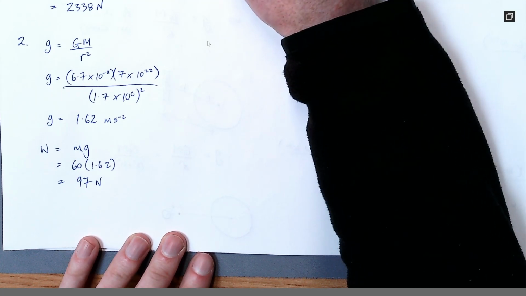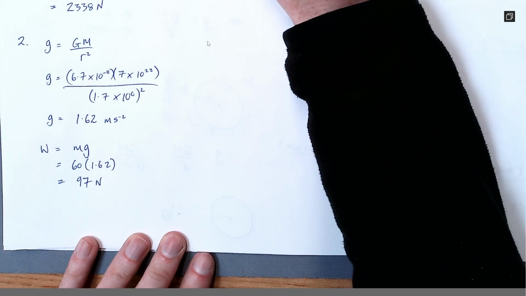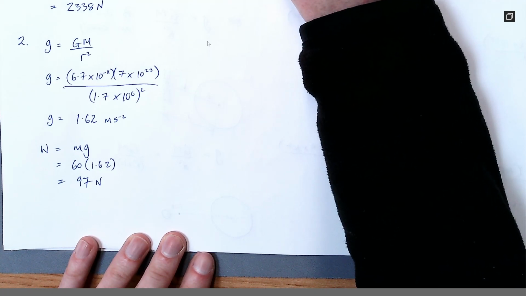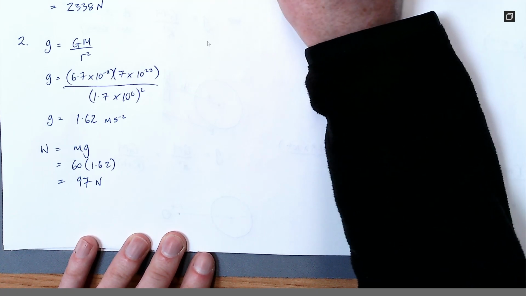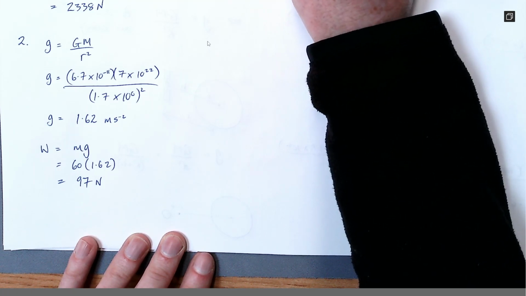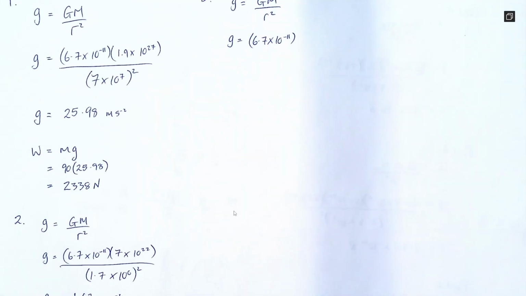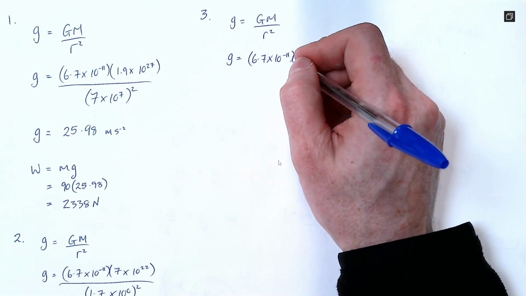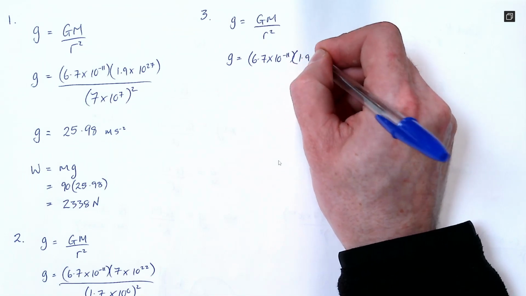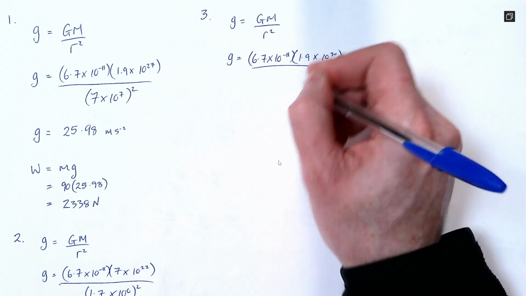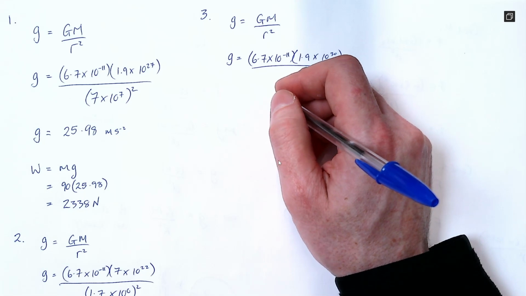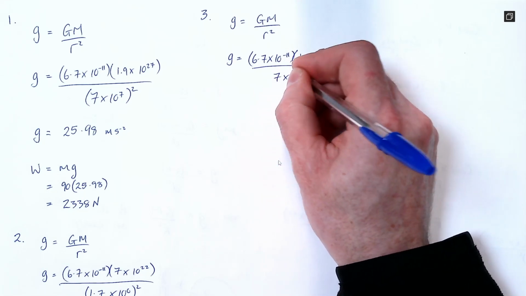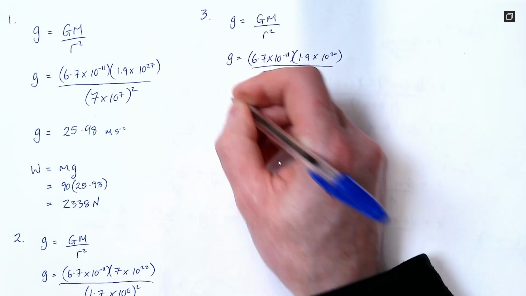Calculate the value of acceleration due to gravity on the surface of the Sun, given that the mass of the Sun is 1.9 by 10 to the power of 30 kg and its radius is 7 by 10 to the power of 8 m. So the formula is g equals G M over R squared. G is 6.7 by 10 to the power of minus 11.